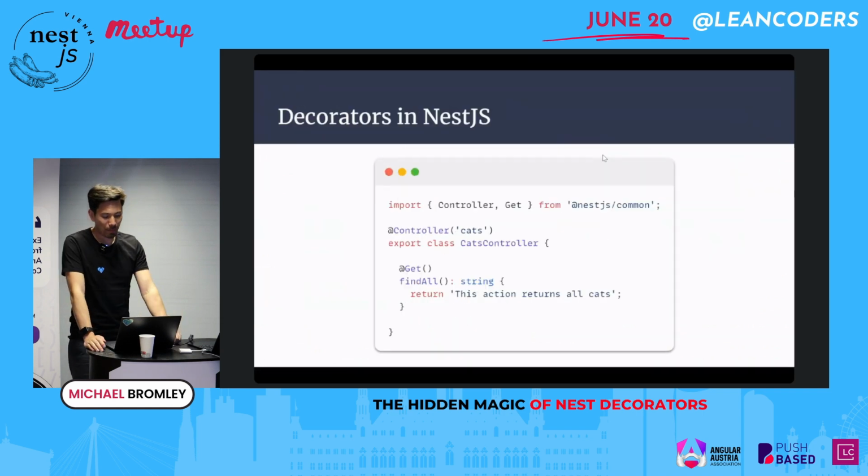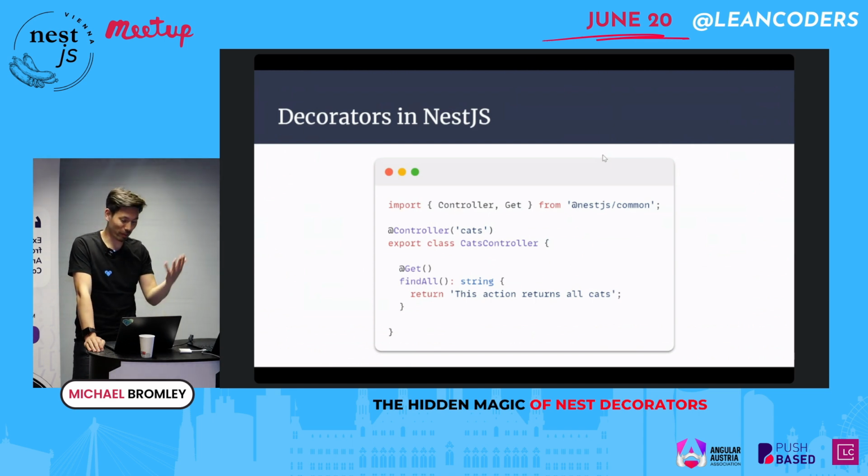Okay, decorators in NestJS. So yeah, when you write Nest code, you're writing decorators all over the place. On top of your class, you're writing decorators in front of your methods, in front of your parameters. Those are the three places you can do it, in front of properties as well.